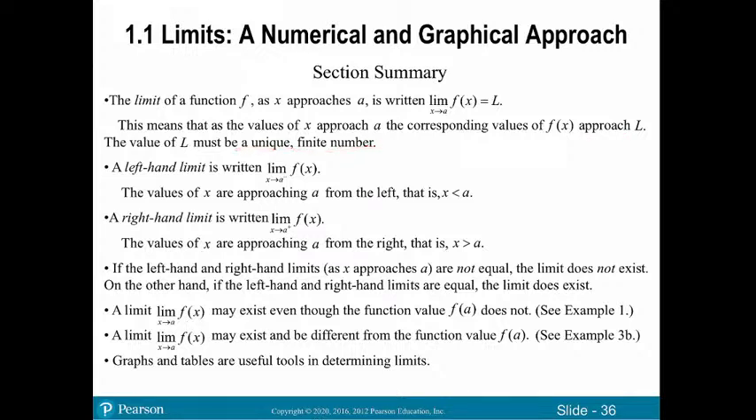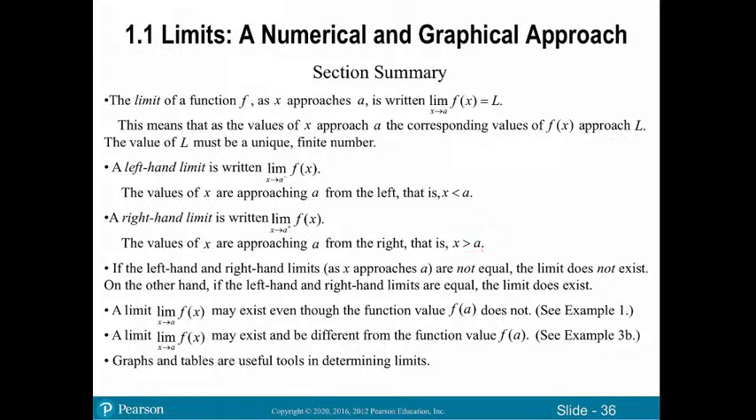A left-hand limit is written, the limit as x approaches a from the left, you see that minus there, of f of x. The values of x are approaching a from the left, and that is x is less than a. A right-hand limit is written in the form x approaches a from the right of f of x. The values of x are approaching a from the right, and that is x is bigger than a.